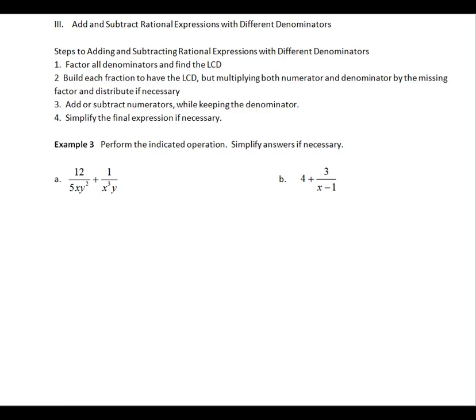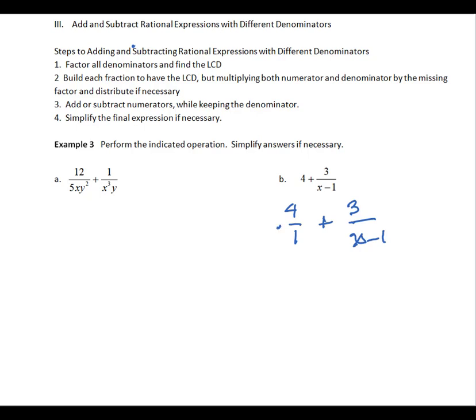All right, let's look at example 3b. Now, when we want to add these two expressions together, we have a rational expression plus just a whole number. So what we can do is write the whole number over 1, plus 3 over x minus 1. In this problem, the LCD is a little clearer to see. It's literally just the x minus 1.